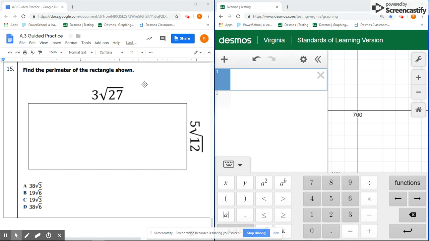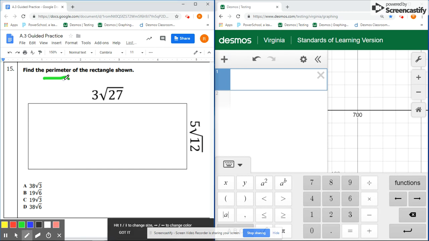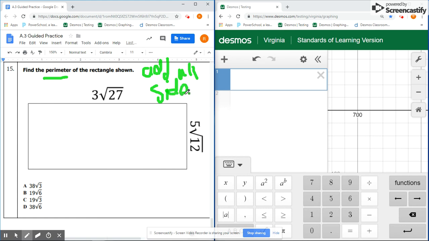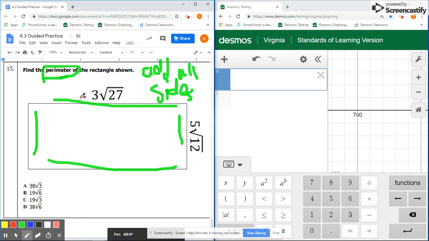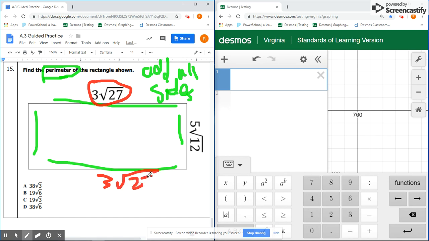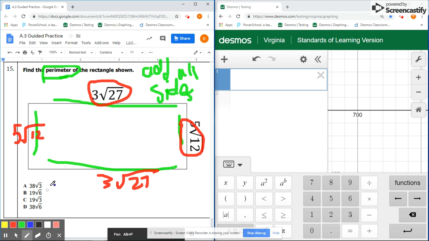Okay? Perimeter. Remember, perimeter is adding all the sides. Add all sides. All right, so I'm going to take this side, this side, this side, and this side, and we're going to add them all together. That's what perimeter is, okay? So I know this side is 3 square root 27, which means this side is also 3 square root 27. Okay, I know this side is 5 square root 12. So I know this side also must be 5 square root 12. Okay, and we're going to add all these sides together.